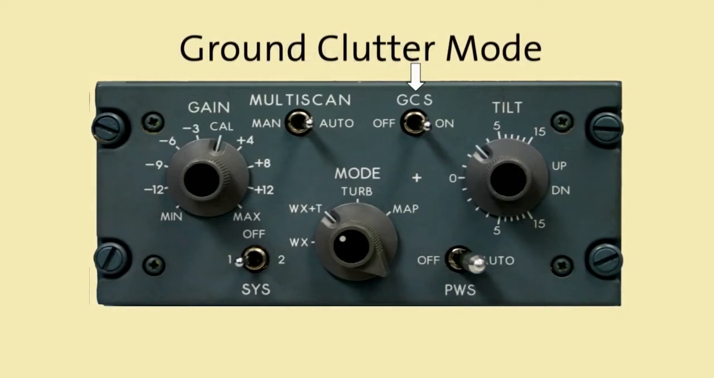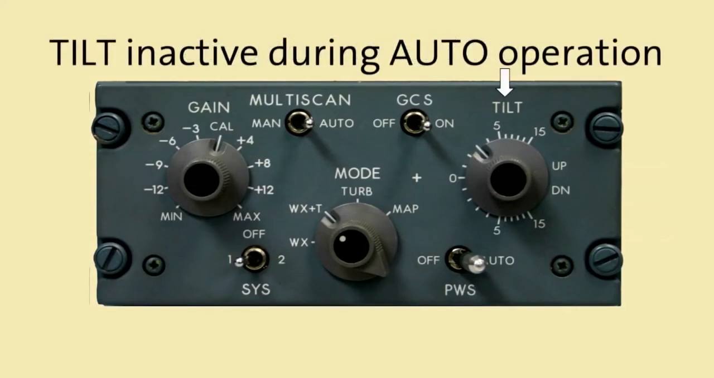The ground clutter suppression switch is similar to map mode, except it is a spring-loaded momentary function. The tilt control is inactive during auto operation.